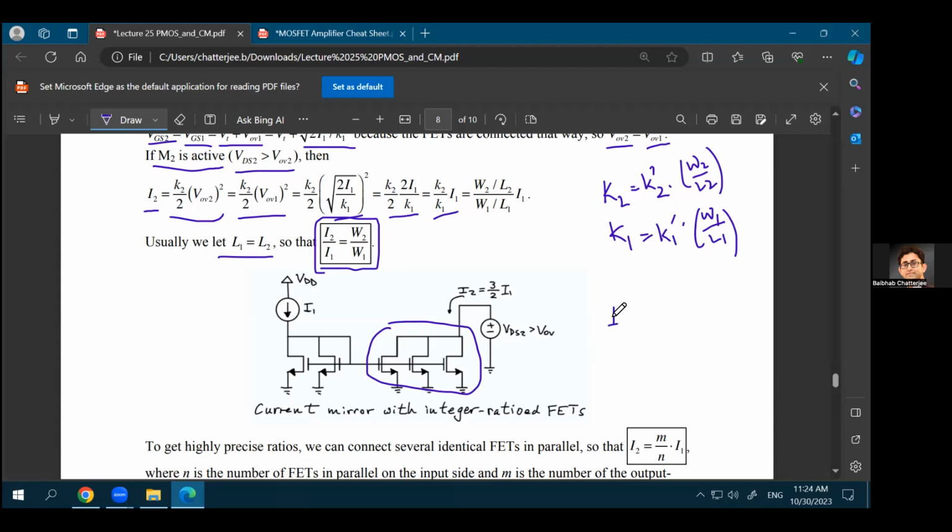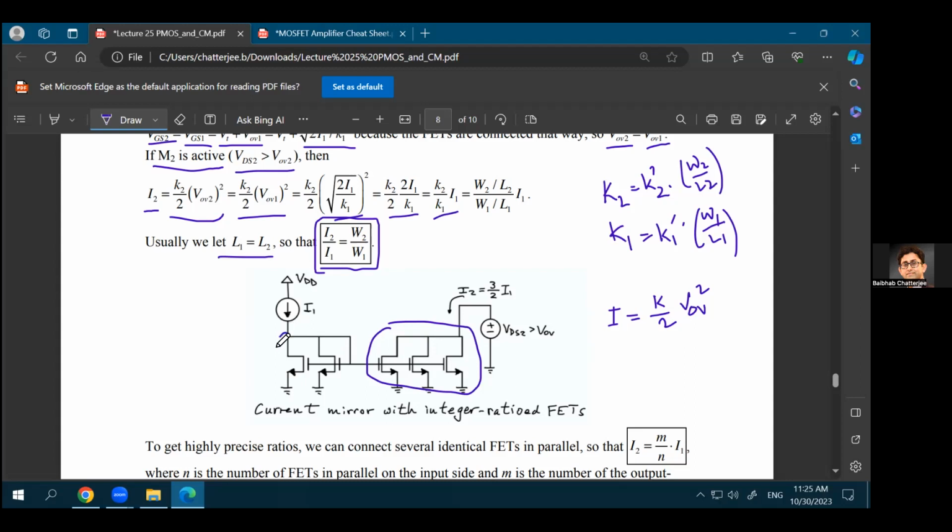Because what is current? Current is equal to K over 2 times V overdrive squared. And you already know K can be written as K prime times the aspect ratio. So now, if the aspect ratio is 3 times higher, you get 3 times the amount of current. That's what you're doing over here. The other way of saying it is that because the current is 3 times higher than one individual transistor, the aspect ratio has to be 3 times higher.